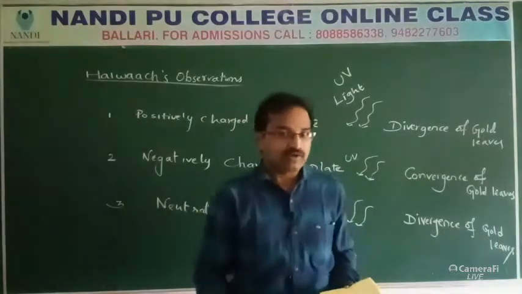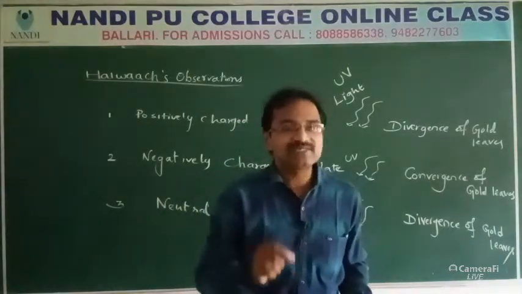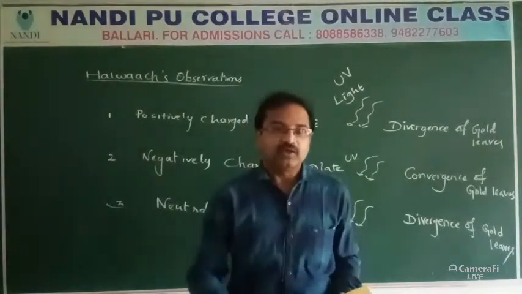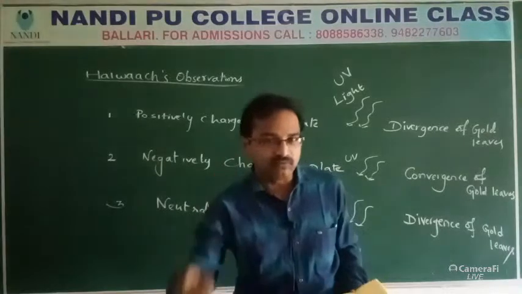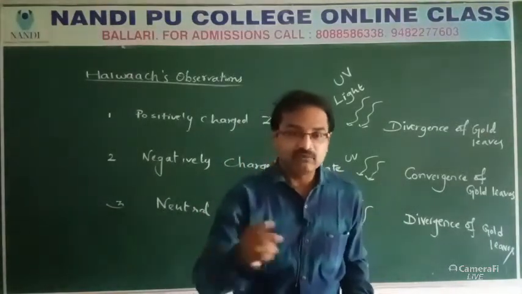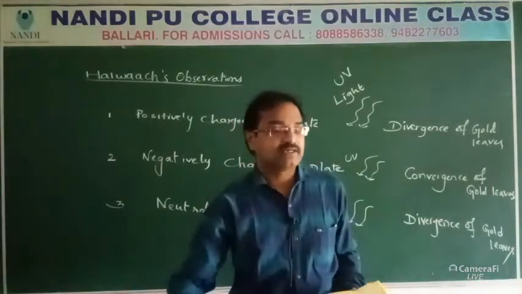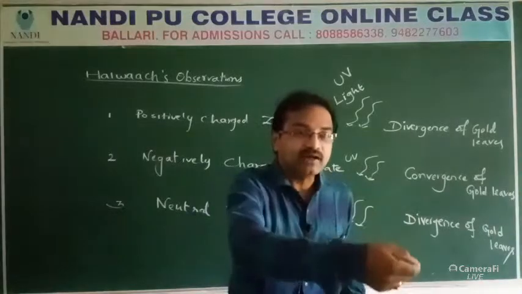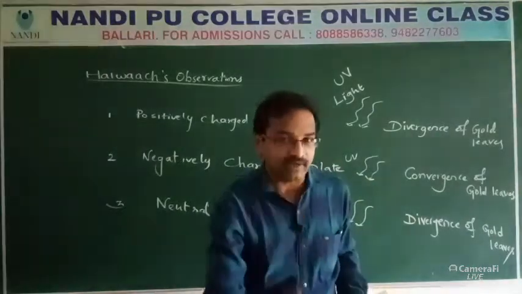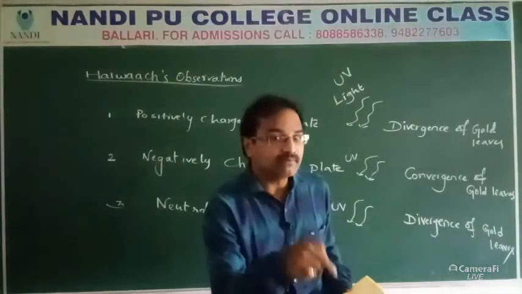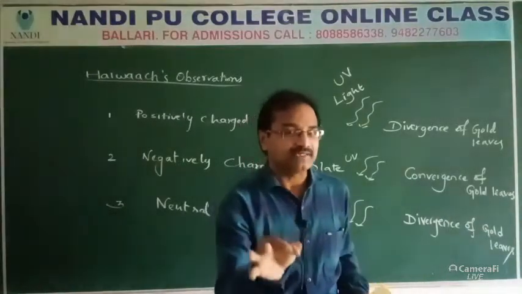Understand? For 100 marks, what is the pass mark? 35. If you get 34, you will not be considered pass. If you get 33, it is not a pass mark. So greater than or equal to 35, then only you pass. So what is the minimum mark for pass? 35.